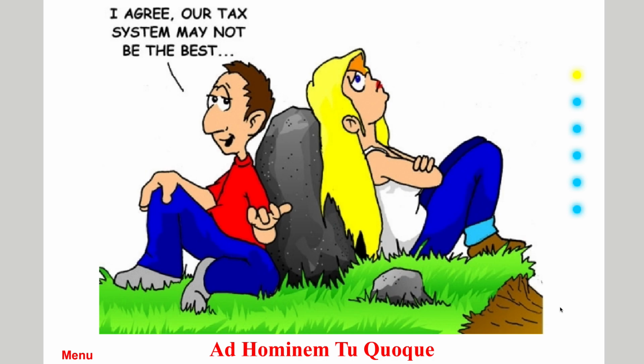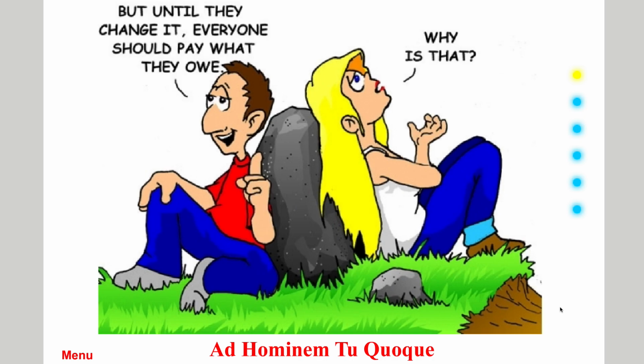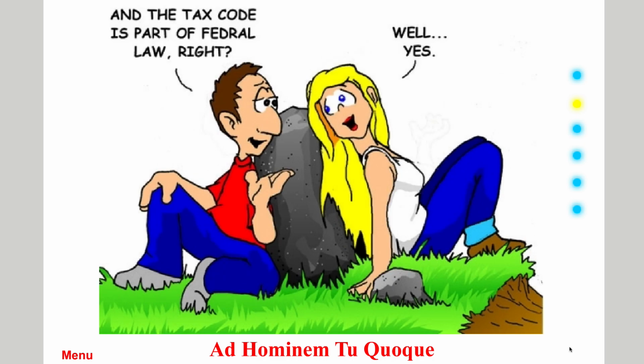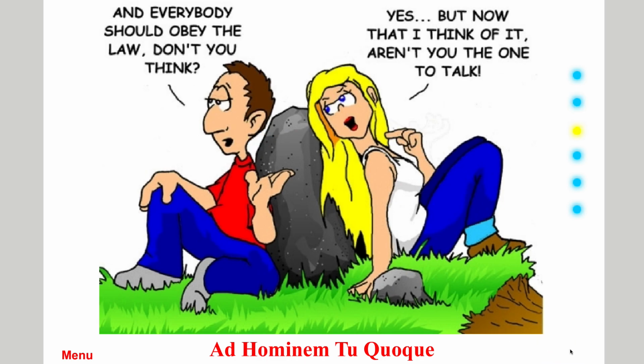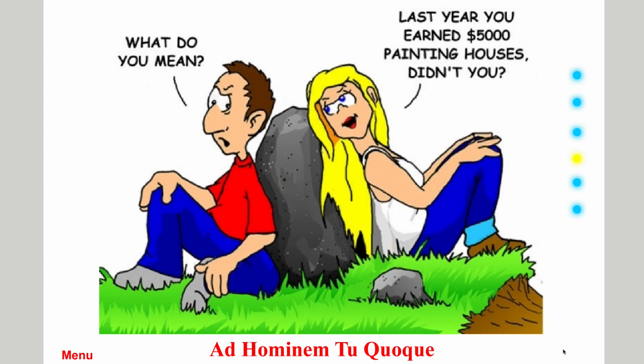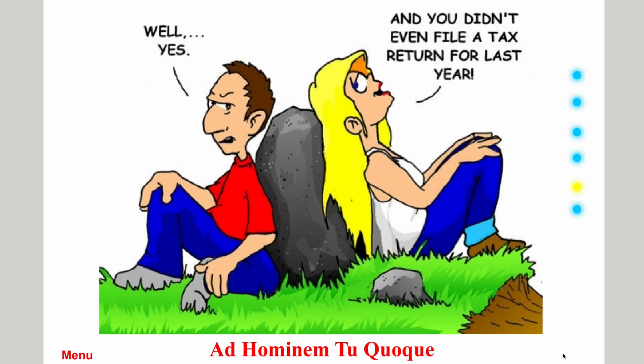I agree. Our tax system may not be the best. But until they change it, everyone should pay what they owe. Why is that? The tax code requires that we pay taxes, and the tax code is part of the federal law, right? Well, yes. And everybody should obey the law, don't you think? Yes. But now that I think of it, aren't you the one to talk? What do you mean? Last year you earned $5,000 painting houses, didn't you? Well, yes. And you didn't even file a tax return for last year. In other words, you got out of paying taxes. Therefore, your argument about taxes is wrong.